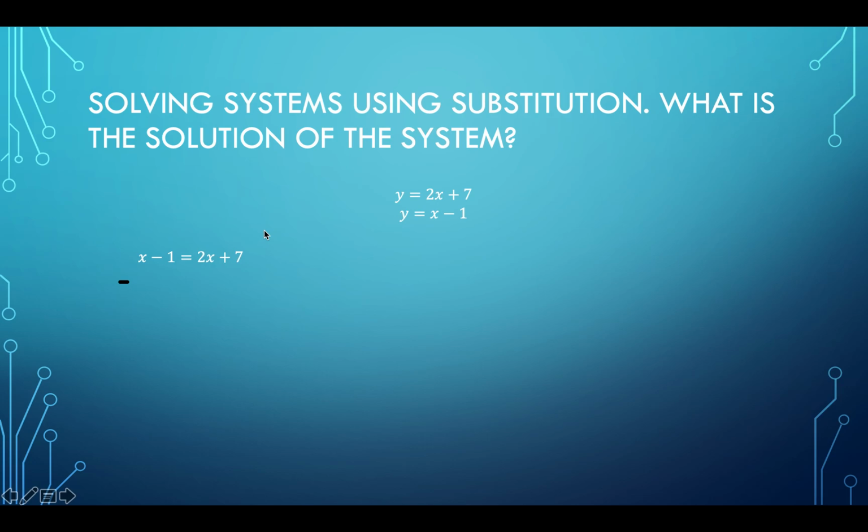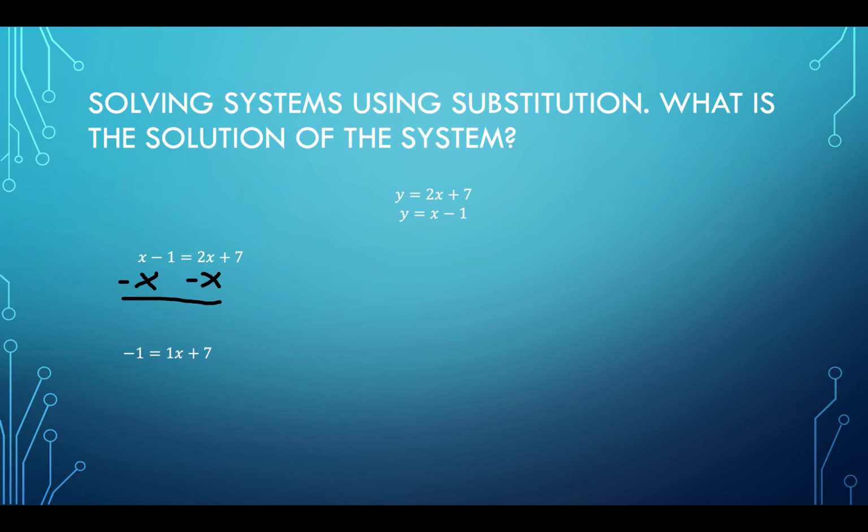Now your next step is to get all your like terms on one side. The first thing I like to move is the x's. So we have a positive x over here. To get rid of it, we have to subtract x from each side, and we get negative 1 is equal to 2x minus x, so 2x minus 1x, we get 1x plus 7.